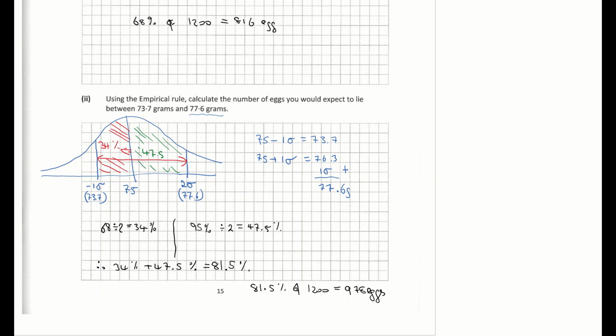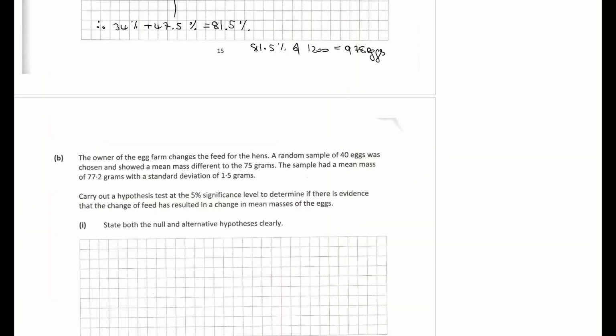Scrolling down now to B. So here it's telling us that the owners of the egg farm change the feed for the hens. A random sample of 40 eggs was chosen and showed a mean mass different to 75 grams. The sample had a mean mass of 77.2 grams and a standard deviation of 1.5. Carry out a hypothesis test at a 5% level of significance to determine if there is evidence that the change of feed has resulted in a change in the mean mass of the eggs.